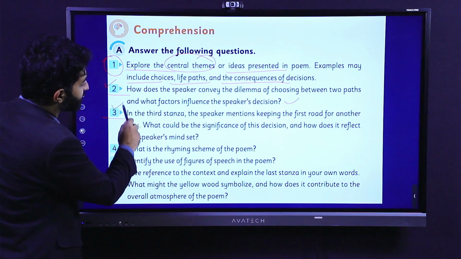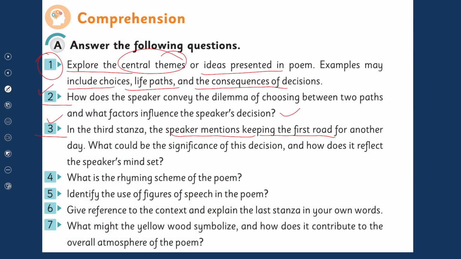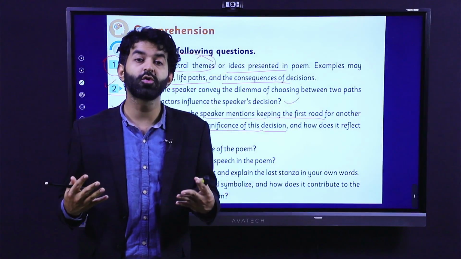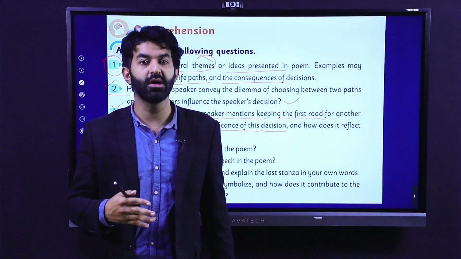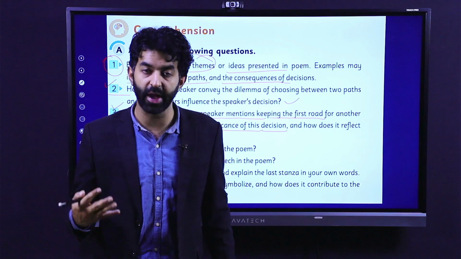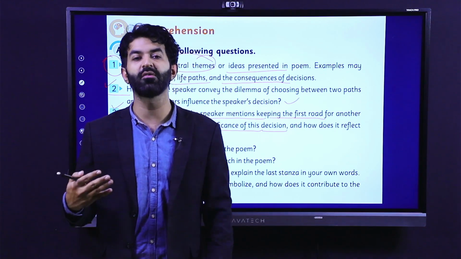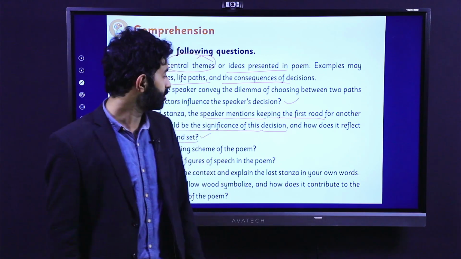In the third stanza, the speaker mentions keeping the first road for another day. He said, yes, I will travel this road any other day to find what is in that road. What could be the significance of this decision, and how does it reflect the speaker's mindset? The speaker is very curious. He does not want to be clueless about the other option. He wants to explore that option as well. So he said that I will travel this road some other day.